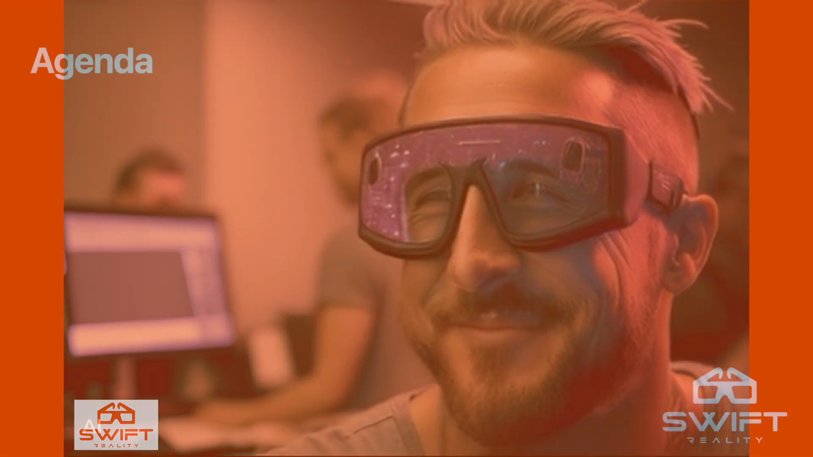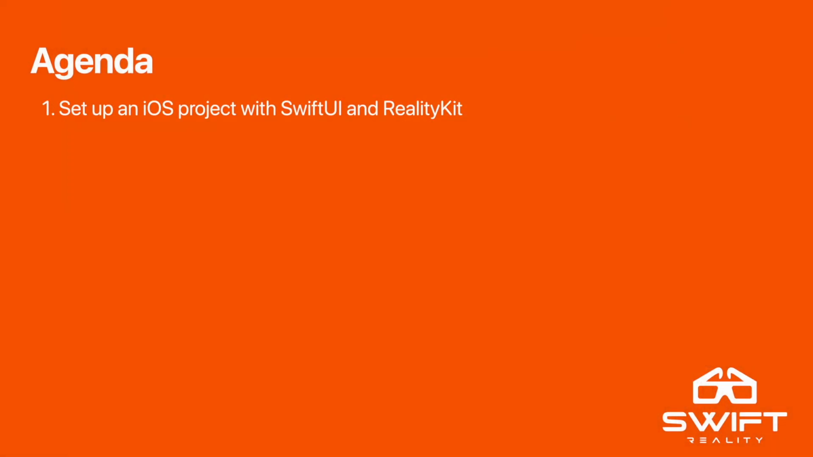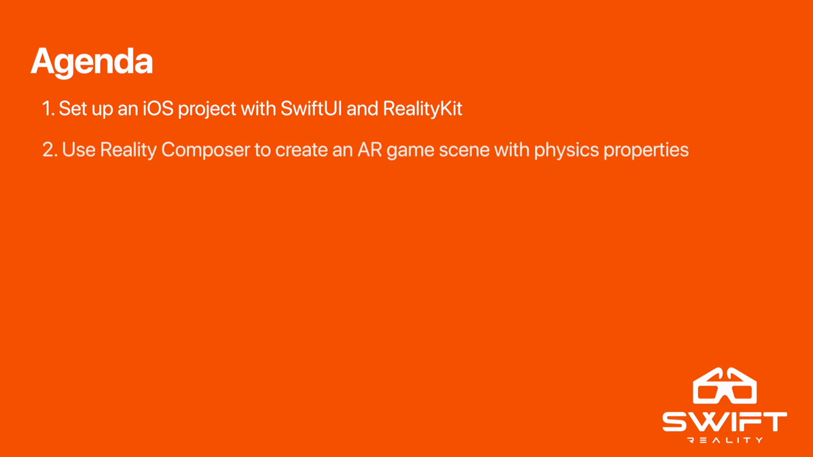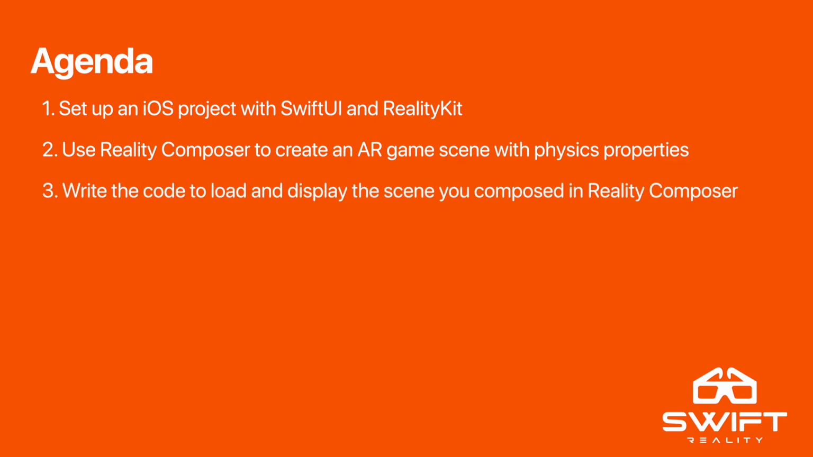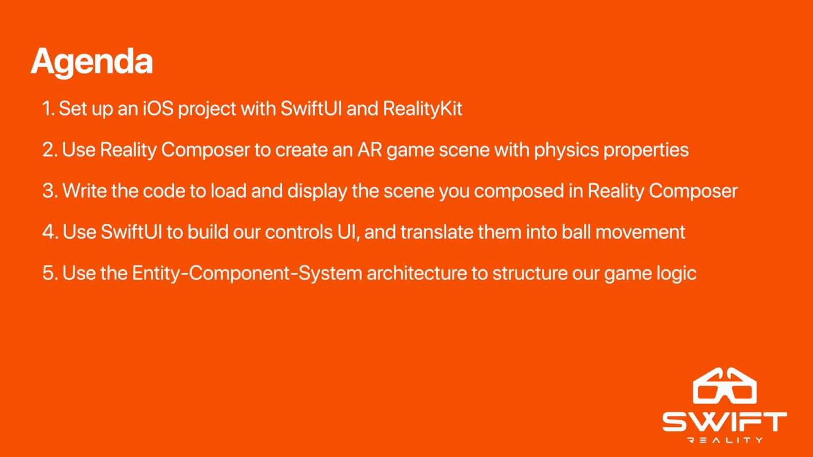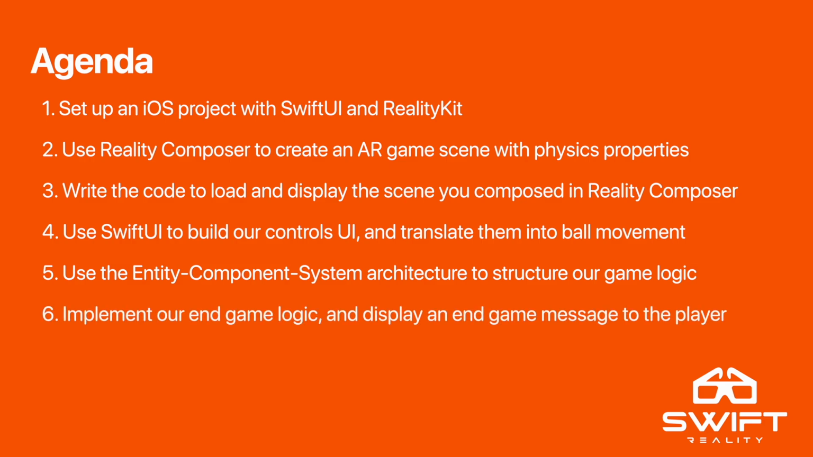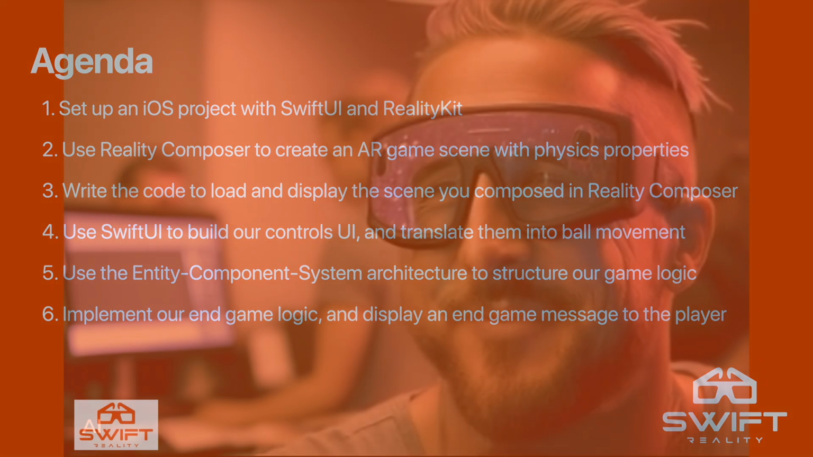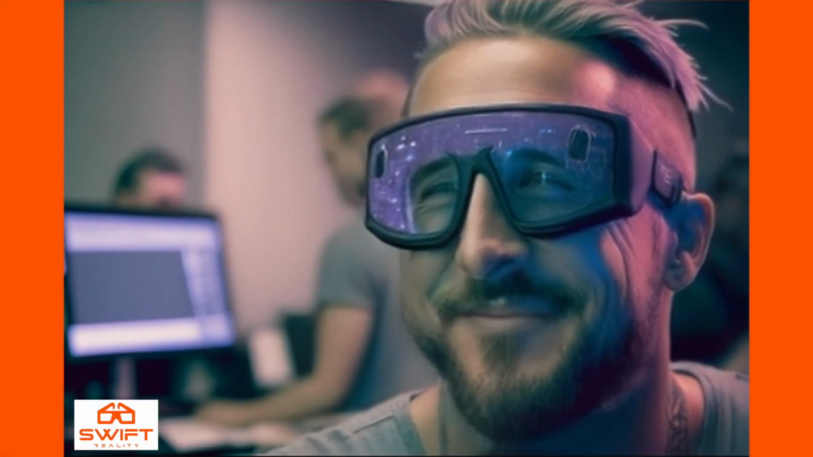Let's take a quick look at what we're going to cover in this tutorial series. First, we'll set up an iOS project with SwiftUI and RealityKit. We'll use Reality Composer to create an AR game scene with physics properties. Then we'll write the code to load and display the scene you composed in Reality Composer. After that, we'll use SwiftUI to build our on-screen game controls and translate them into ball movement. With the controls in place, we'll use the entity component system architecture to structure our game logic. And lastly, we'll implement our endgame logic and display an endgame message to the player. With that plan in place, let's dive in.